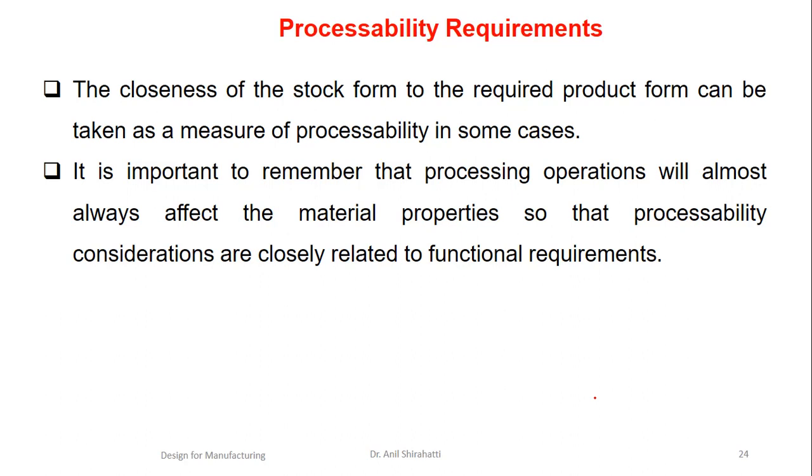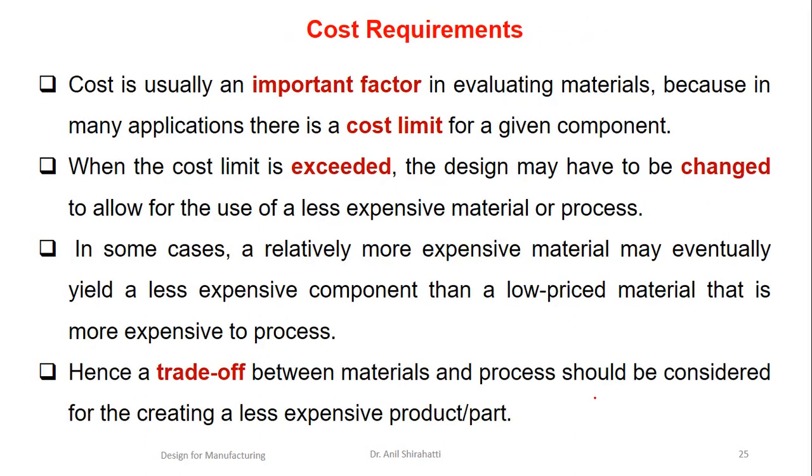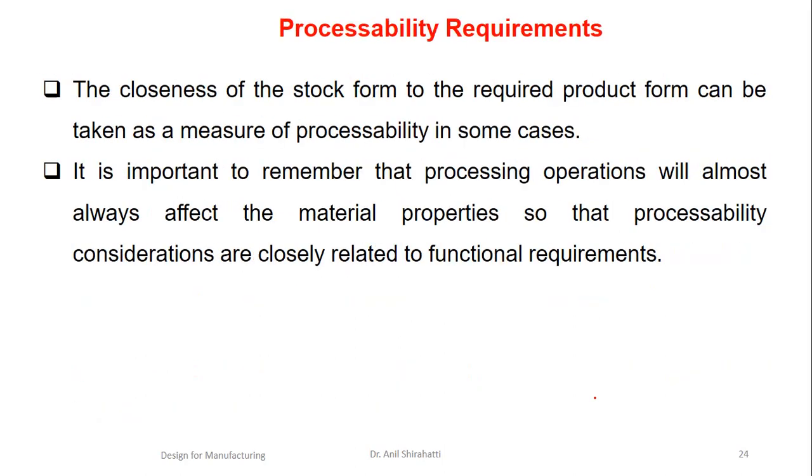The closeness of the stock form to the required product form can be taken as a measure of processability in some cases. It is important to remember that a processing operation will almost always affect the material properties, so processability considerations are closely related to the functional requirement of any part. In processability, suppose you don't want the material properties to change very heavily, you should go for a machining operation compared to a welding operation, because when you are doing a welding operation, near the weld a huge amount of heating happens, and the material property at microstructure level will be changed very heavily.